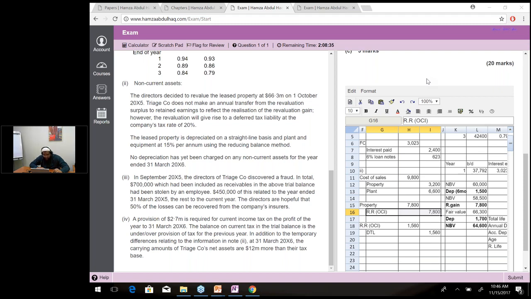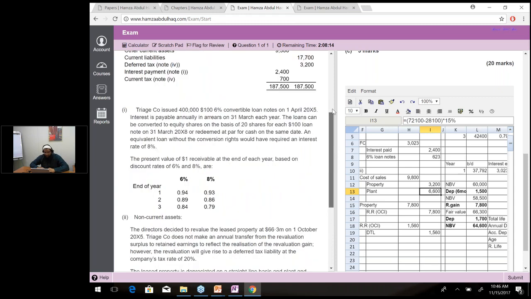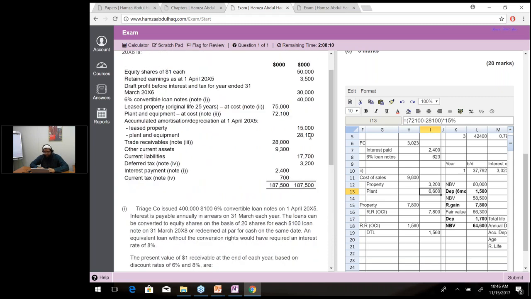Okay, Rabi Saeed wants to know how the plant has been calculated. Rabi Saeed, this is the working of the plant. I've taken the cost from the trial balance of 72,100, minus the accumulated depreciation from the trial balance, and then I have applied the 15% rate given by the question. So 72,100 from the trial balance, 28,100 from the trial balance, and 15% from the adjustment.